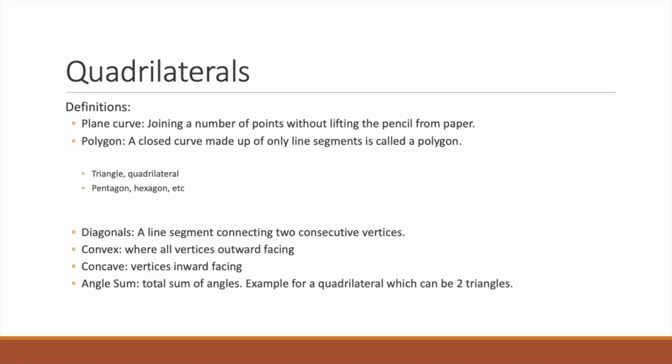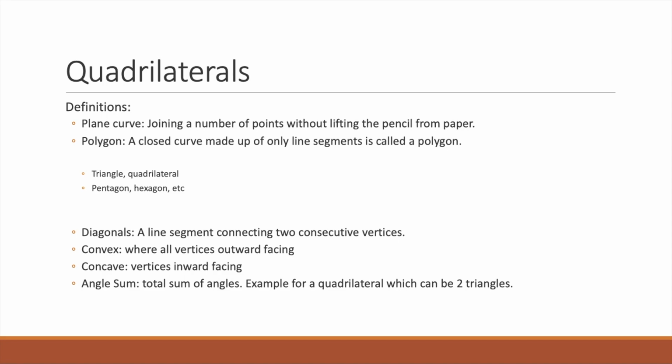Let's get to know the basics of what quadrilaterals are. When it comes to this, we need to know basic things. Basic definitions we have to be aware of, or else it would be tough. For example, what is a plane curve? Joining a number of points without lifting the pencil from paper. That's the simplest way of representing it.